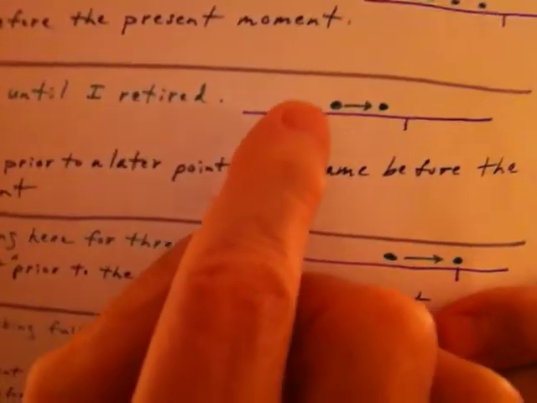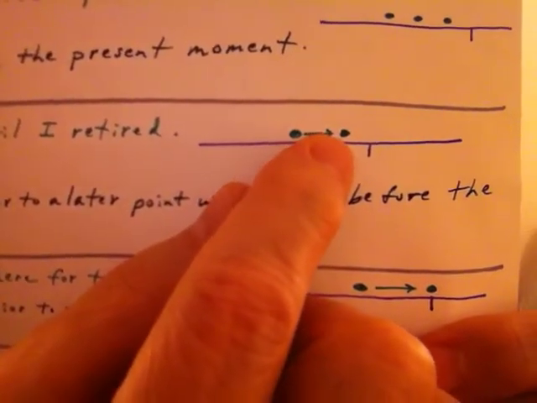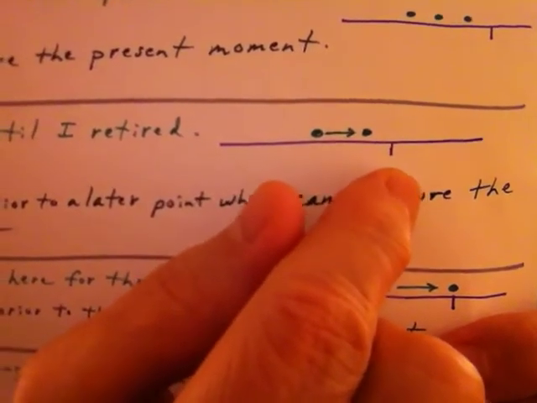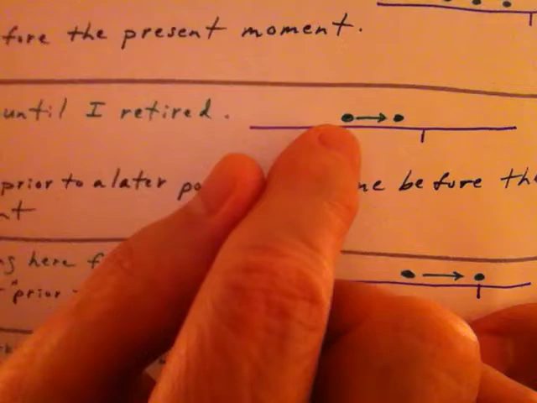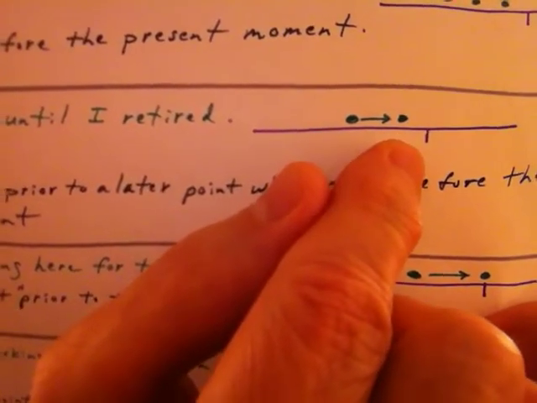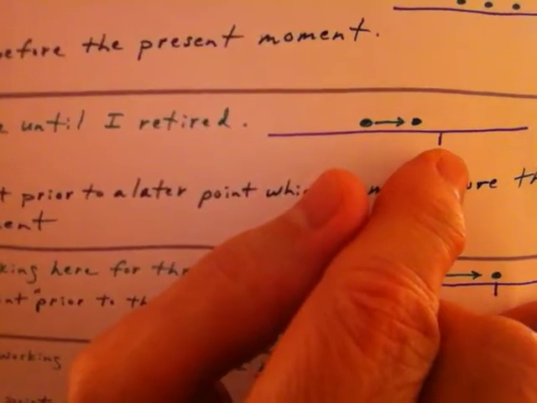Next word, had. I had worked there until I retired. So now we know had means in fact or indeed, but it means a bit more. It's also telling you that something happened from some point prior to a later point, which came before the present moment. So I had worked there until I retired. And here's your present moment, the moment of speech. So you see this? I had worked there, and then this point until I retired. And all comes before the moment of speech.